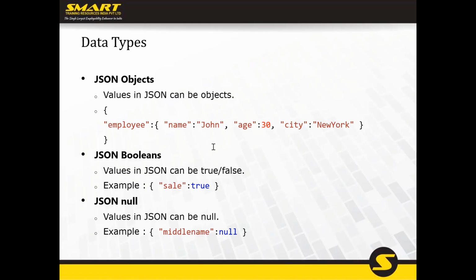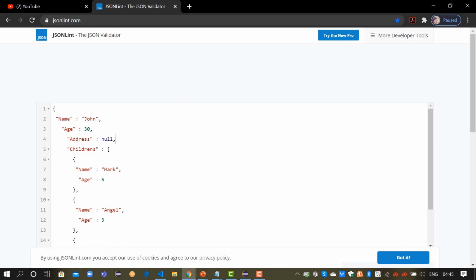And then what is another data type we have? We have a boolean here, and married: true. Simply I will give it as a true.